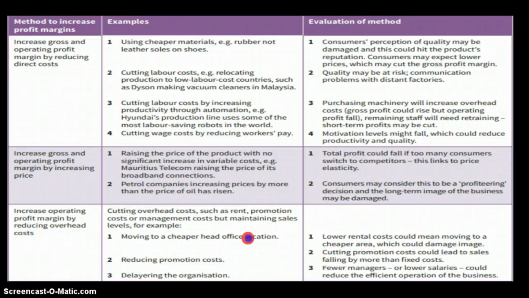So if we move to a cheaper head office location, there will be lower rental costs, which could mean moving to a cheaper area, which could damage image. Of course, if you just relocate to a lower rental cost area, it will be a cheaper area, so your image will be damaged, unless you can hide that, but that's not too easy. So moving to a cheaper head office would mean your image will be compromised.